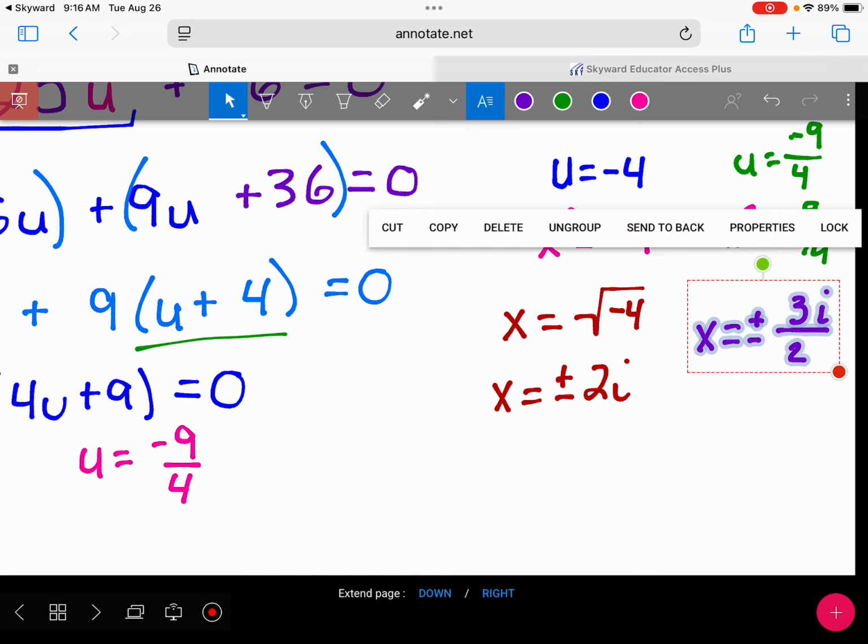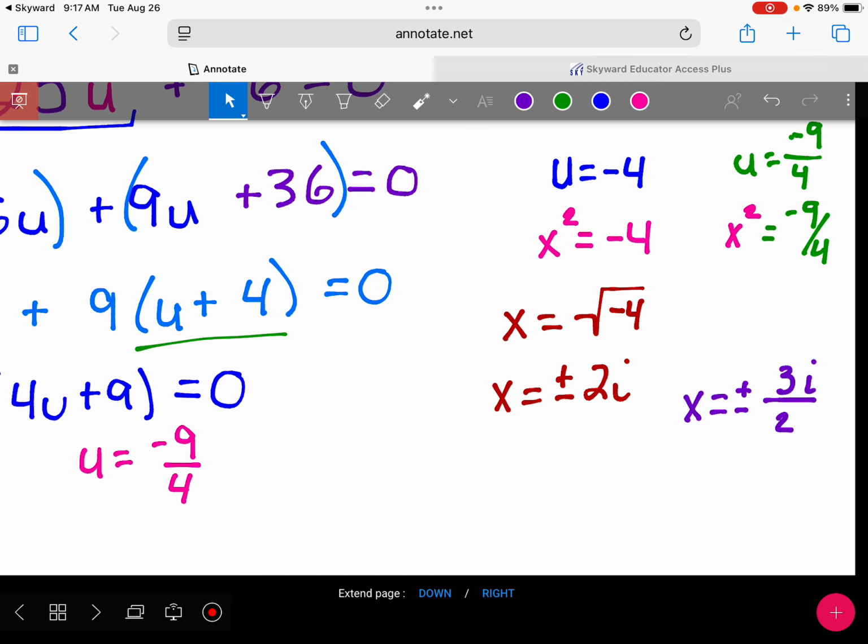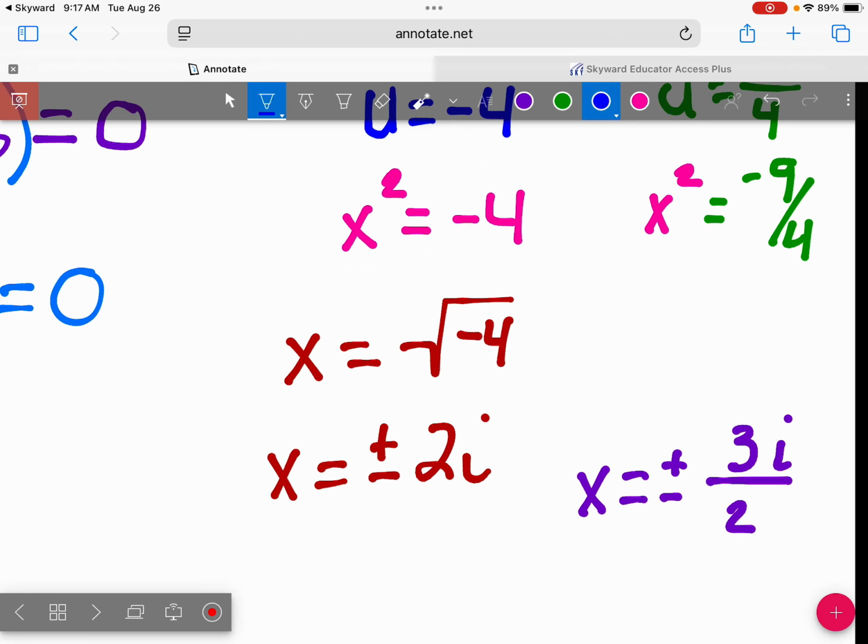I'm seeing many confused faces, so I'm going to split this down for a second. Because I can put my x, whoa. Try again. X equals our square root of negative 9 over our square root of 4, plus or minus. Okay?